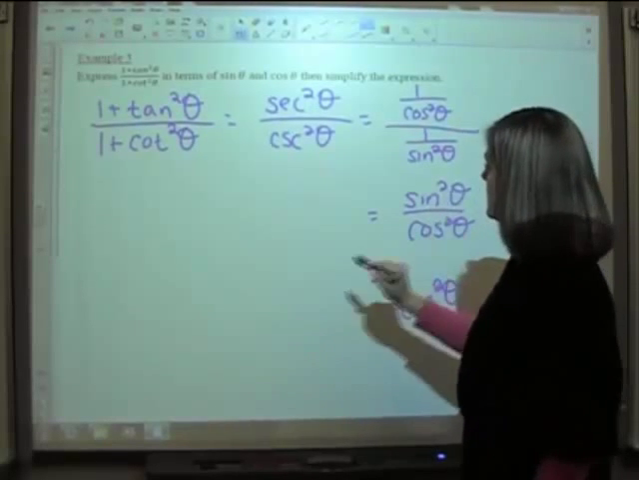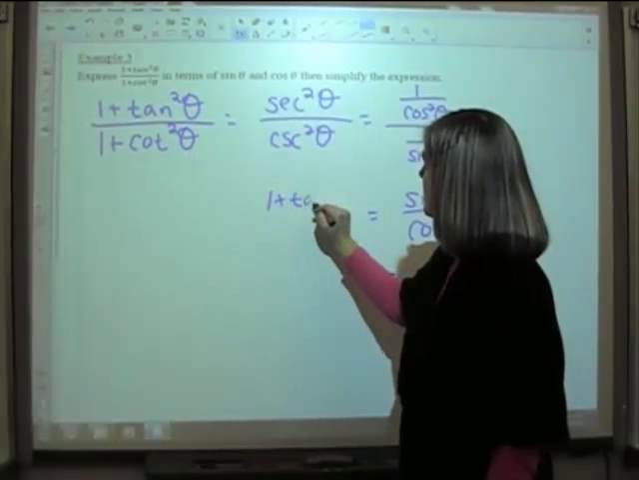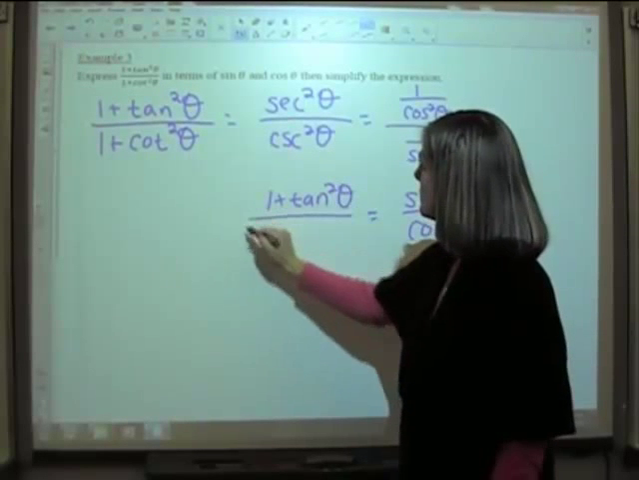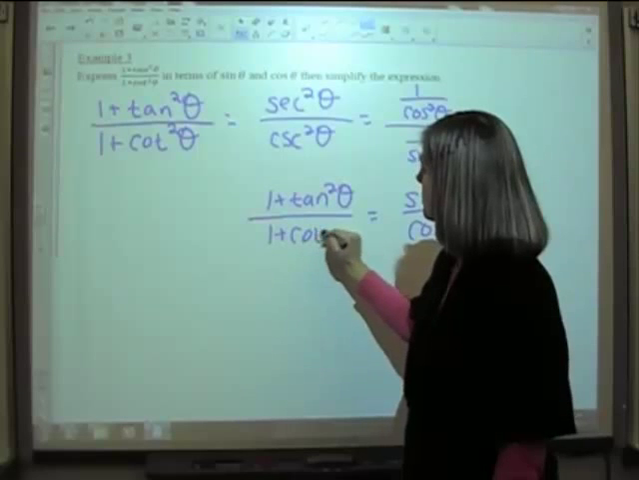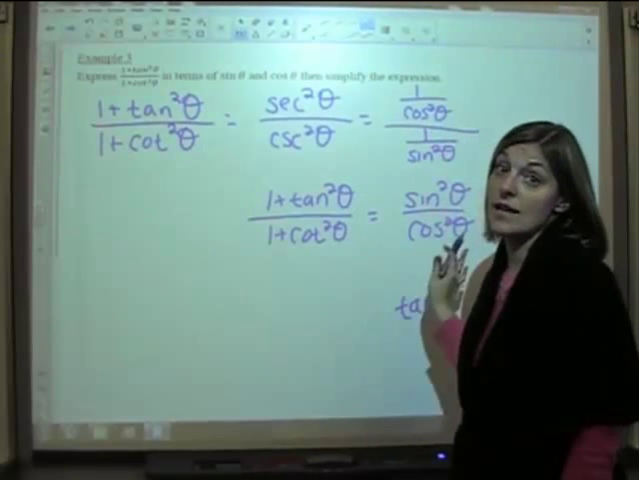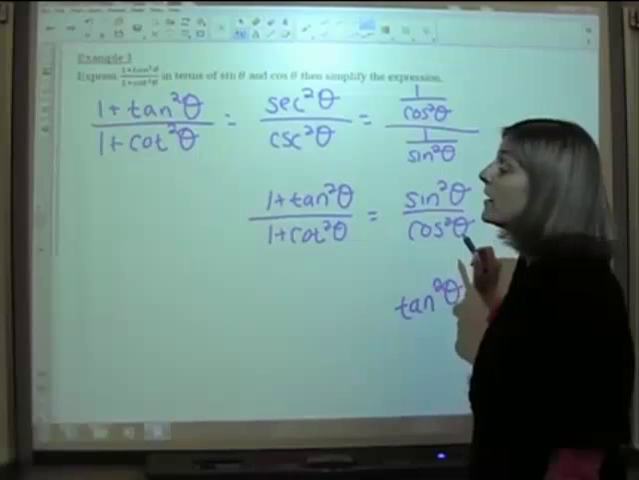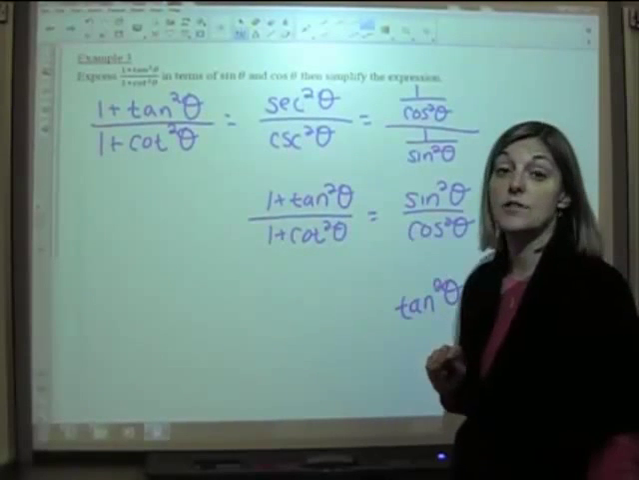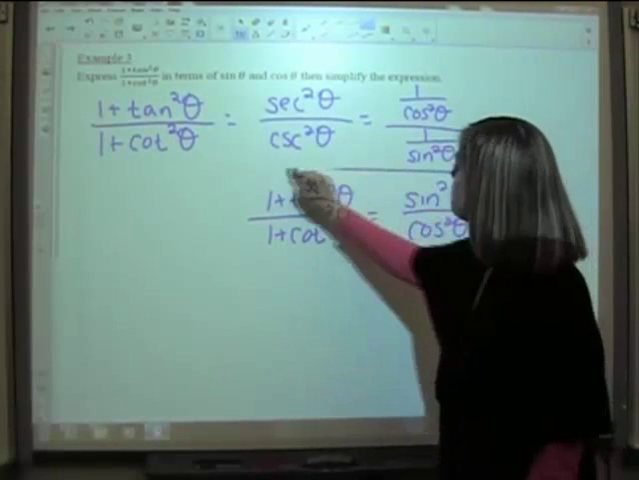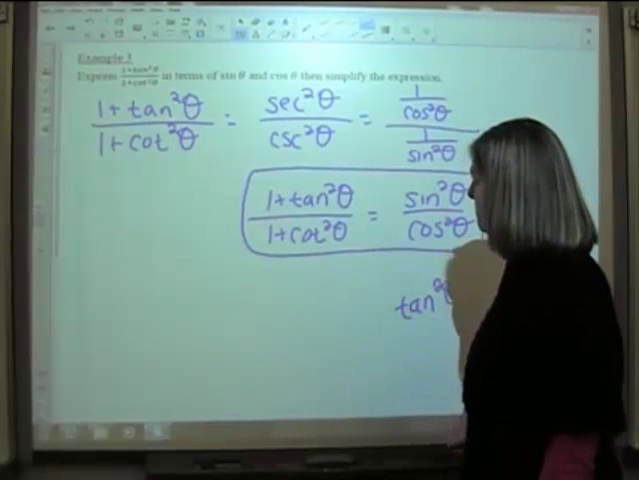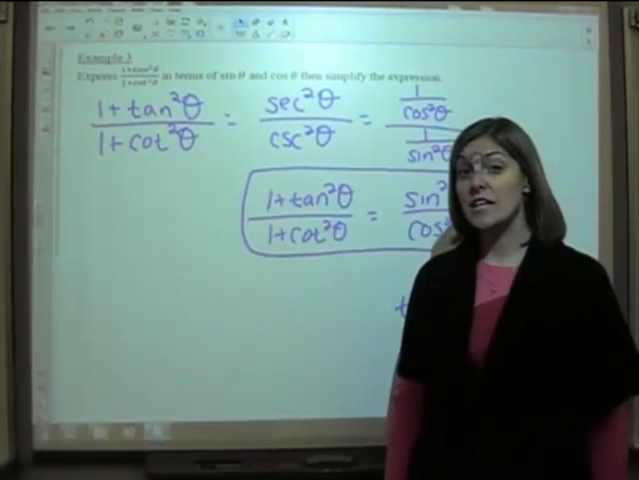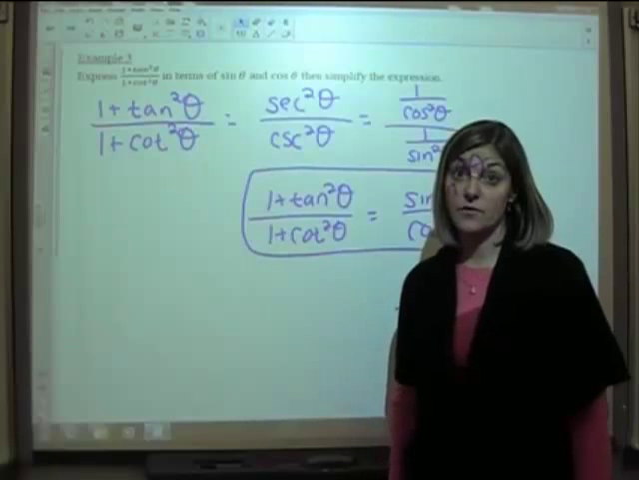But our answer is the sine squared theta over cosine squared theta because they asked us to express it in terms of sine and cosine. And that's your basic introduction to fundamental identities for trig functions.